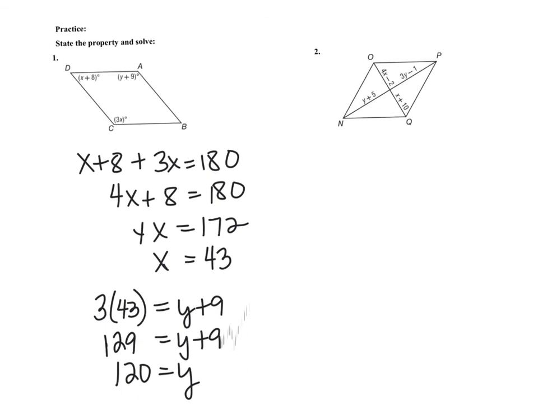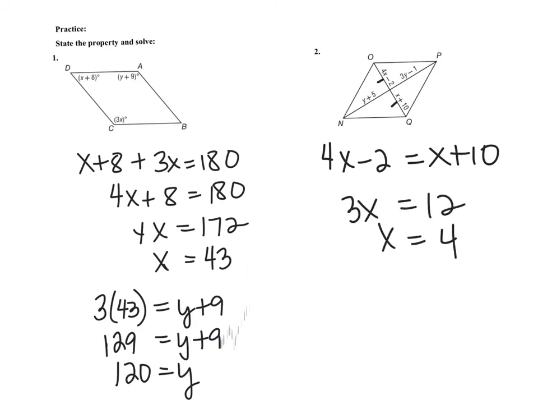For the next problem, we have algebraic expressions on the diagonals. And so we have our property, the diagonals bisect each other. So I know that this segment and this segment, they're on the same diagonal, so they are equal to each other. So I can set 4x minus 2 equal to x plus 10 and solve. And then I can set the other two parts of the diagonal equal to each other since it was bisected as well. So y plus 5 equals 3y minus 1.